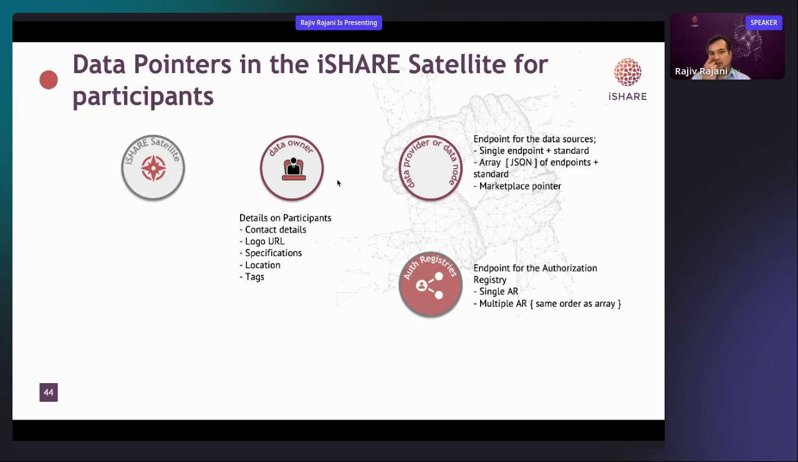Of course, additional details of the participants are also optionally available, like the contact details and the company description and things like that, which can be used by data spaces to publish on the website, for example, or queried by another participant to know more about that organization, for example.